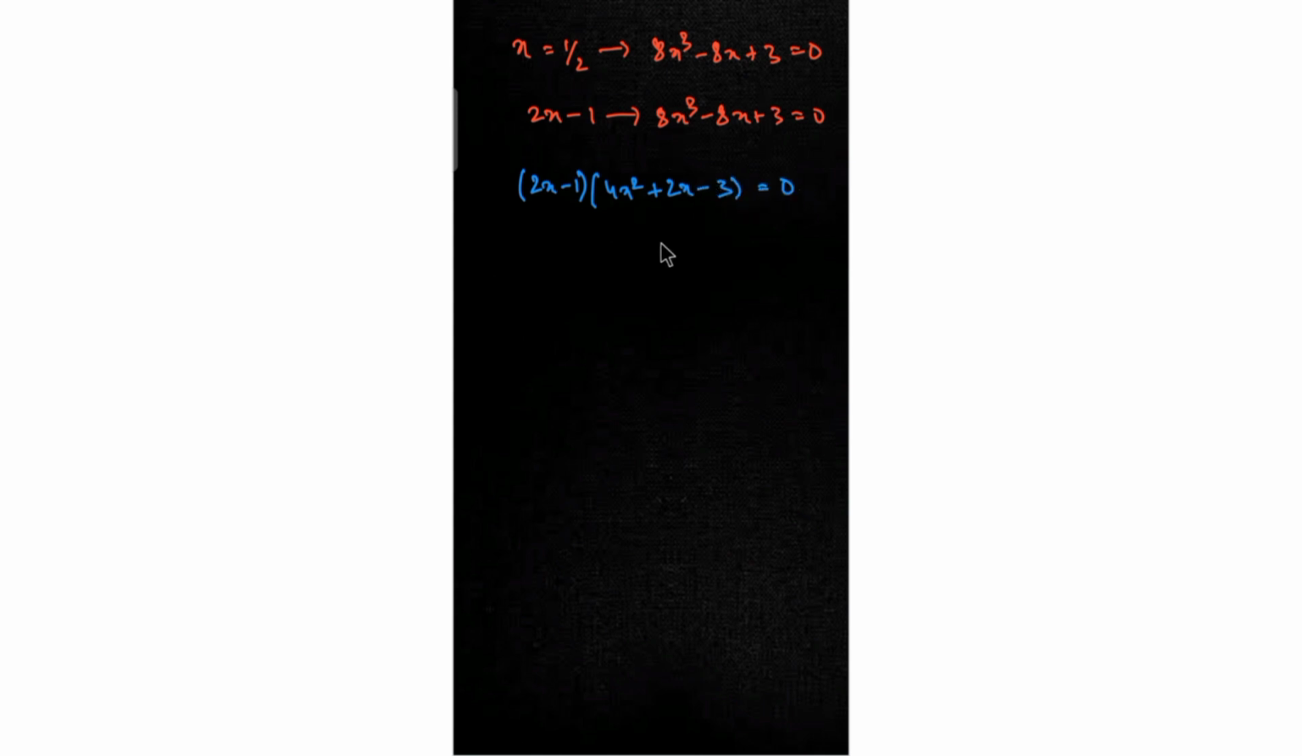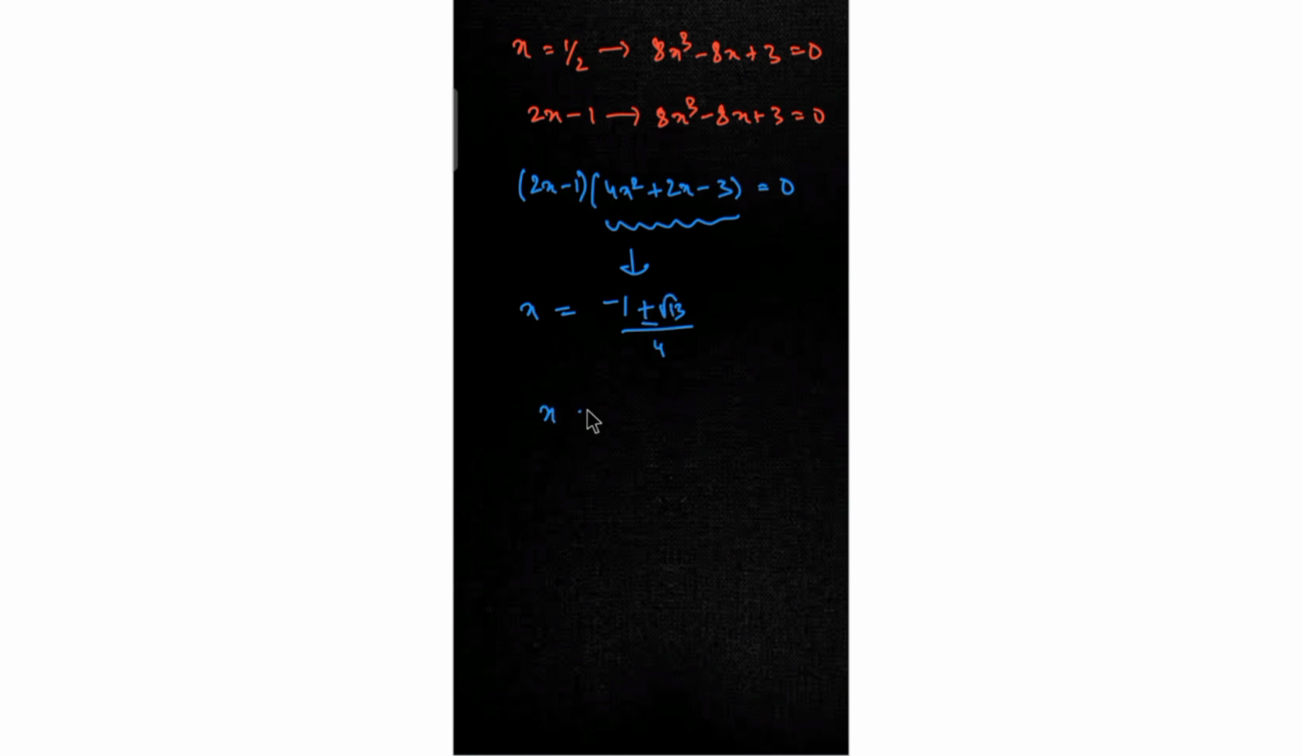I am not writing all those things because it's time consuming, and also many of you will be aware of the long division method. So 2x minus 1 into 4x square plus 2x minus 3 is equal to 0. Now we have ended up with a quadratic equation. We can solve this by using the minus b plus or minus root of b square minus 4ac formula. Then we get the roots to be x is equal to minus 1 plus or minus root 13 divided by 4. So this is the root.